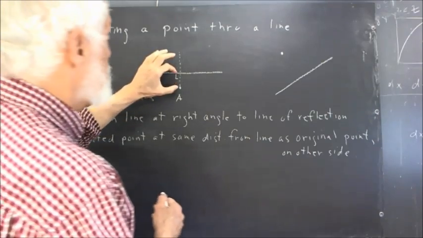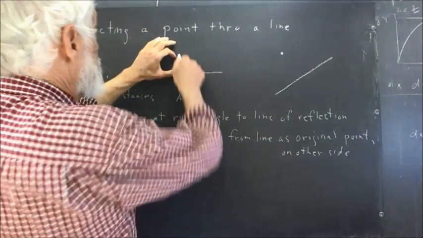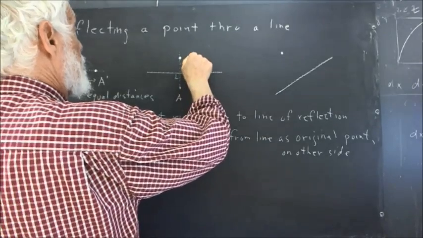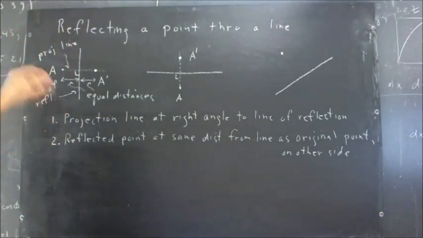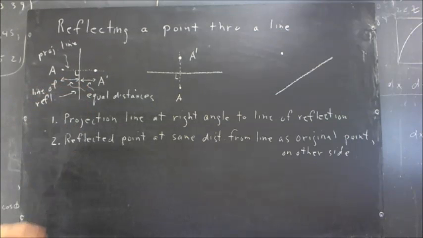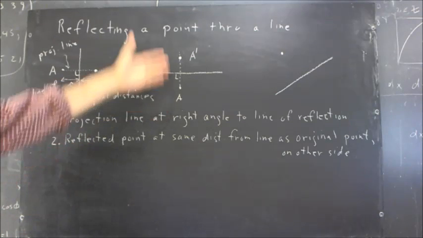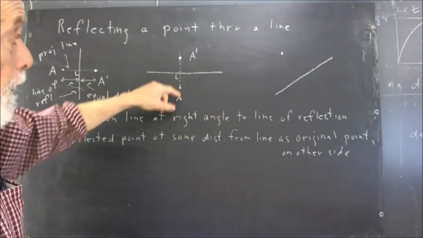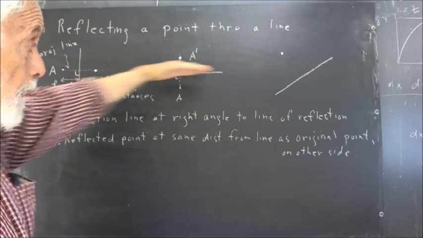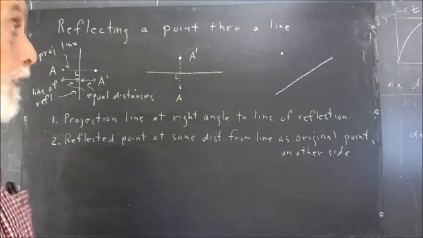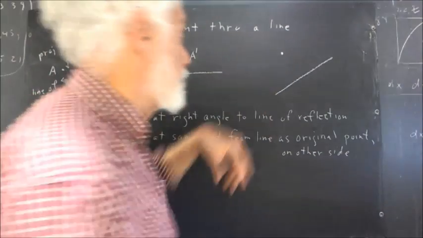Then we go the same distance from here to here. So here's my point A prime. I could note that this distance is equal to this distance the way I did here, but I'm going to leave it the way it is. So we have equal distances along a projection line, a line at a right angle to the original line. So they'll call this the line of reflection. Okay, so can we do it here?